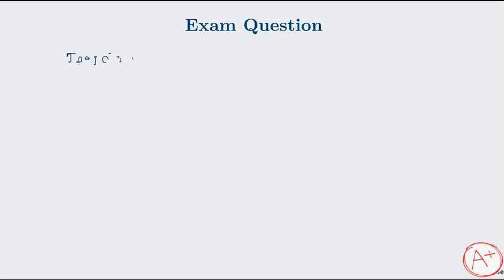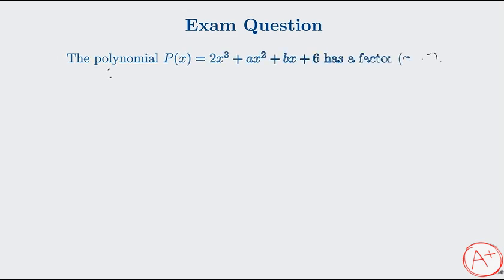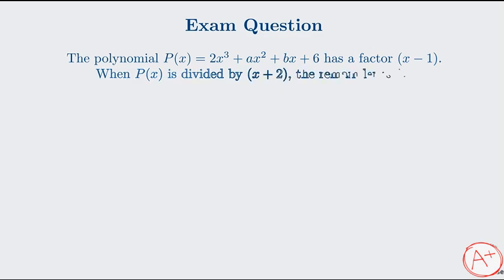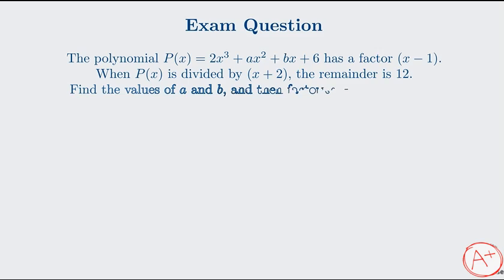The polynomial p of x equals 2x cubed plus ax squared plus bx plus 6 has a factor x minus 1. When p of x is divided by x plus 2, the remainder is 12. Find the values of a and b, and then factorize p of x completely.